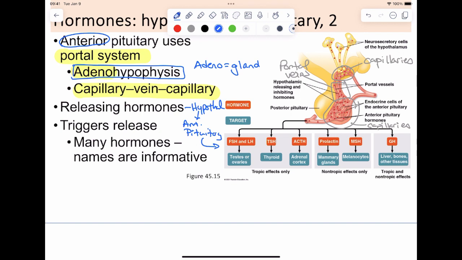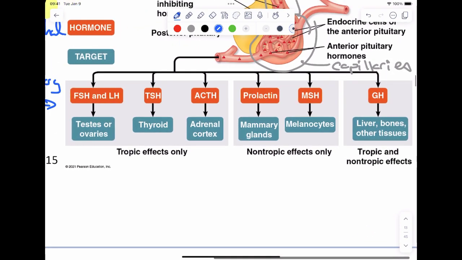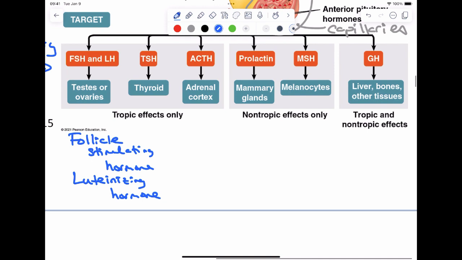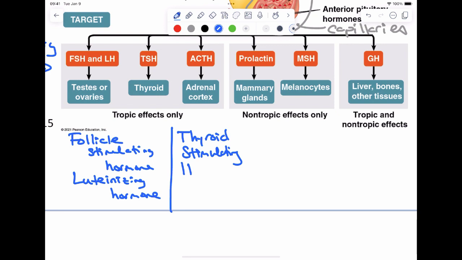And their names actually turn out to be useful. So if I may give you a brief list of what they are. FSH and LH: follicle stimulating hormone, luteinizing hormone. Follicle stimulating. I'm going to make these things called follicles grow. Luteinizing. I'm going to make whatever luteinizing is. TSH: thyroid stimulating hormone. That's going to stimulate the thyroid. Got it.